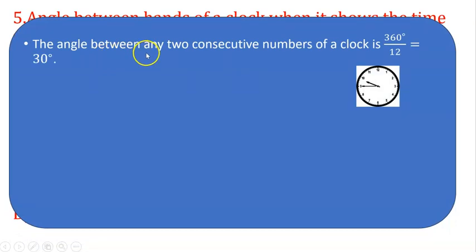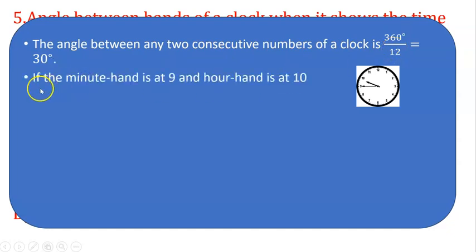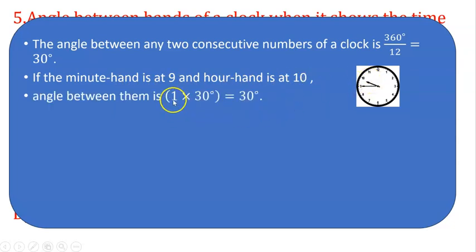The angle between any two consecutive numbers of a clock is 360 upon 12, that is equal to 30 degrees. If the minute hand is at 9 and the hour hand is at 10, then the angle between them is 1 into 30, that is 30 degrees.